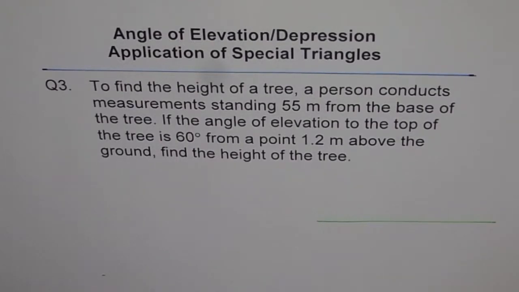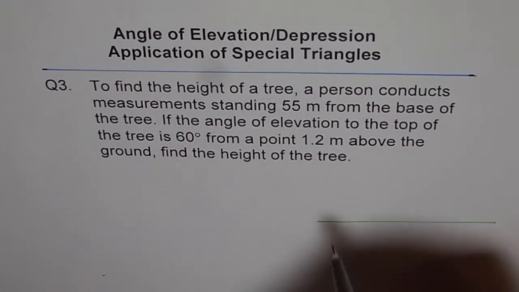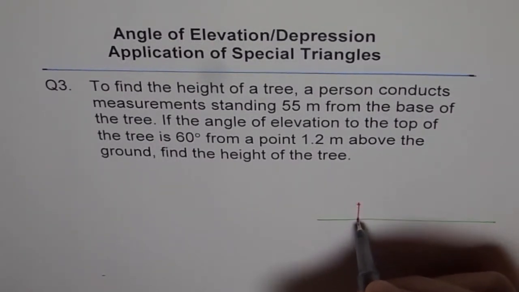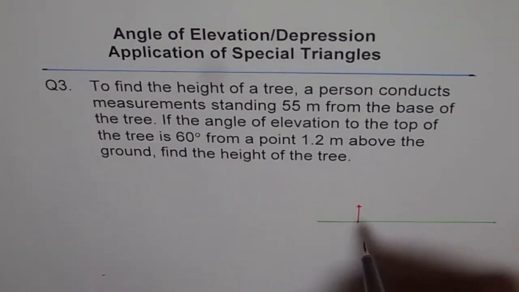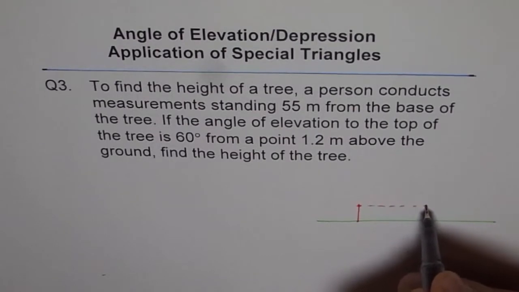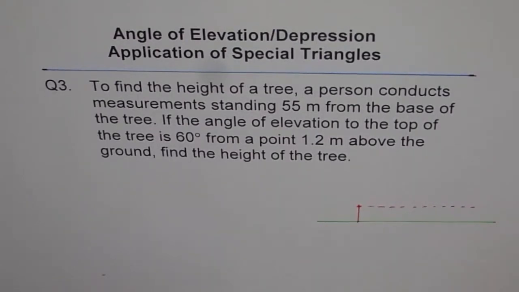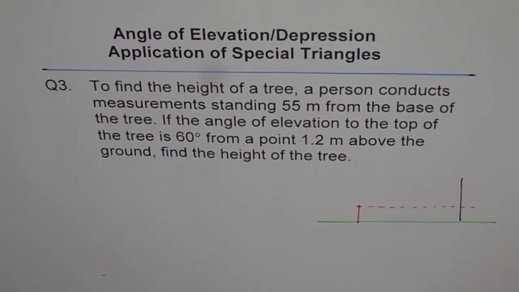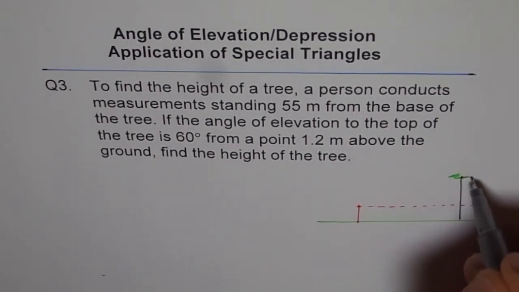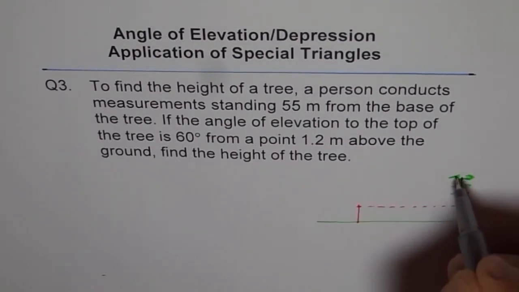Let's say this is the ground, and here is a person standing, correct, and doing some measurements at this level. So that's the level from which the angles are being measured. And here we have a tree, right? Let's say this is my tree, and let me make something green here to show that it's a tree. Now that's the huge tree, okay, that's fine.